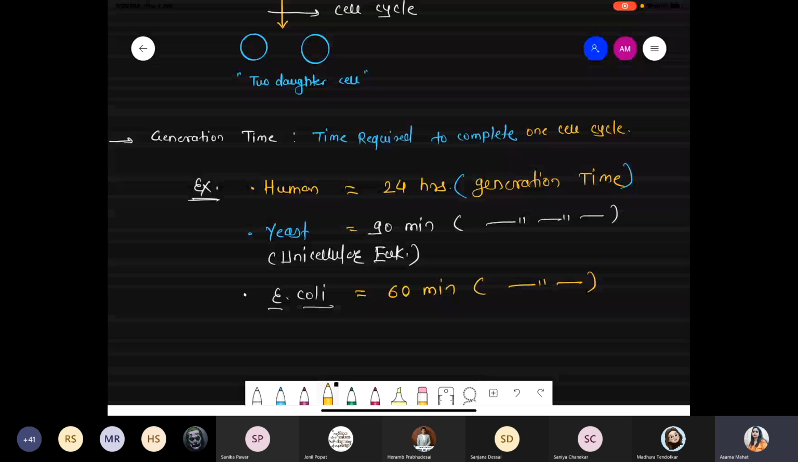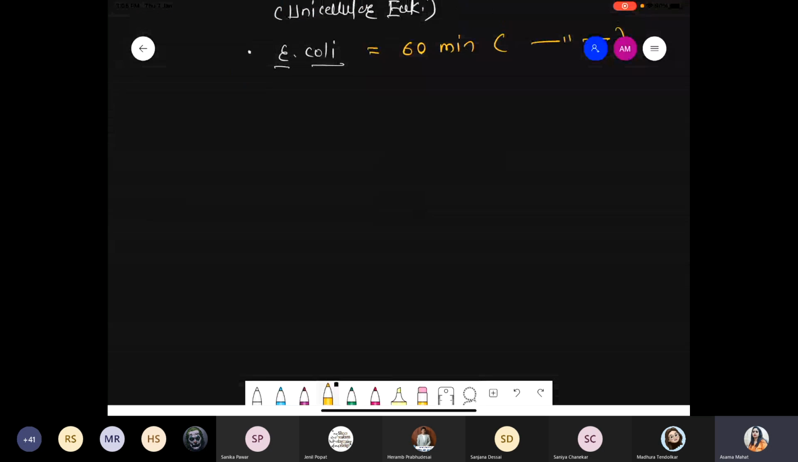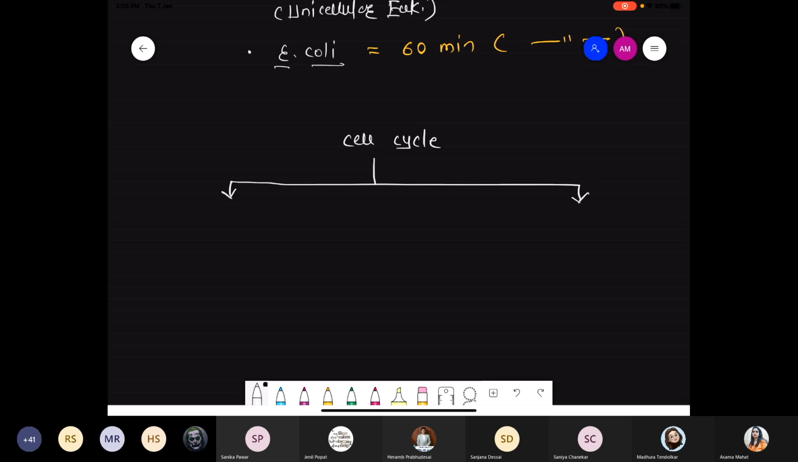Okay, let's go. Next part we are talking about cell cycle phases. Basically, the cell cycle in this chapter we will study in two parts. Number one, I phase, and I phase is also called the interphase. It is also called the resting phase.